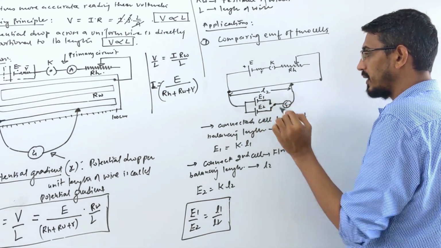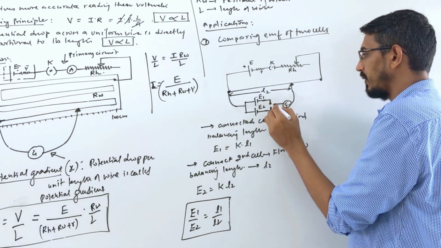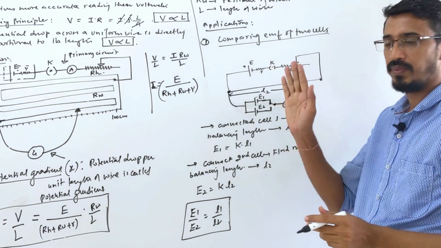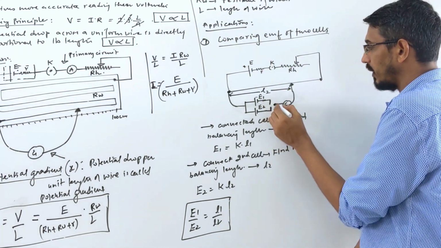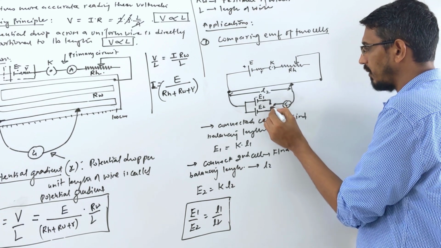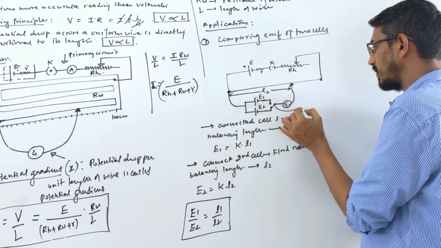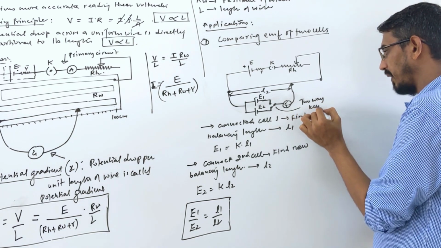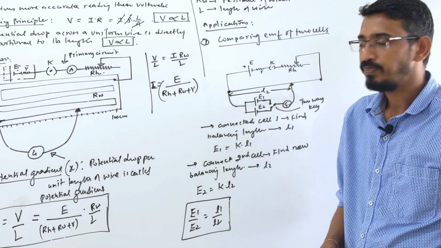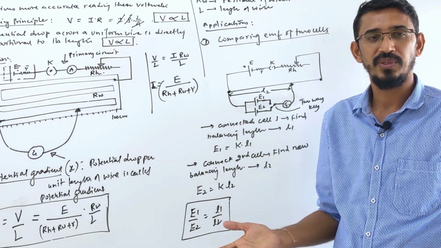First you turn the key this way, and your E1 cell is connected. Then you turn it down, and E2 gets connected. It is the same thing only. This is called a two-way key. Practically we use this type of key. Or you can connect one by one also, there is no problem.